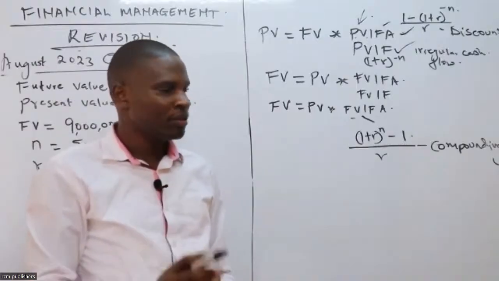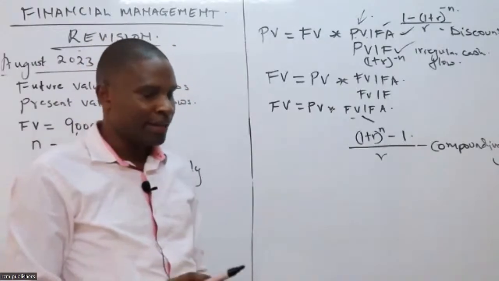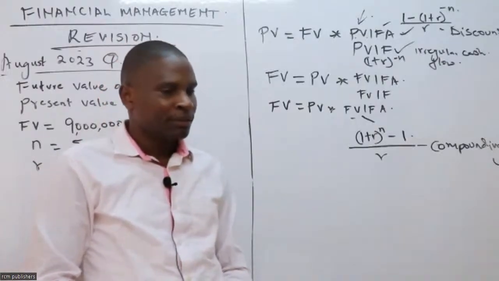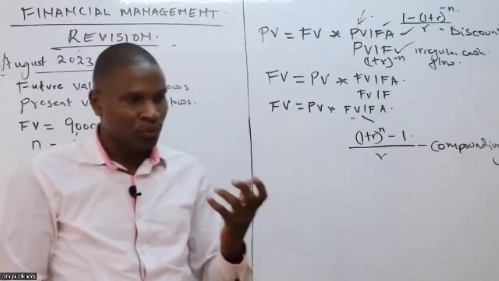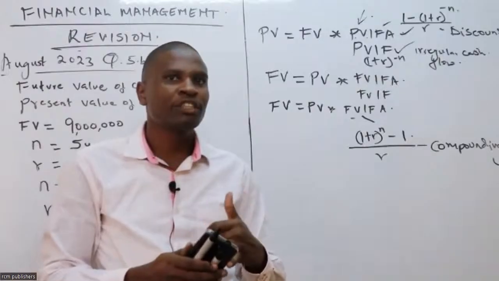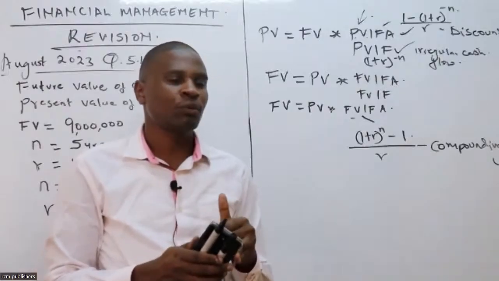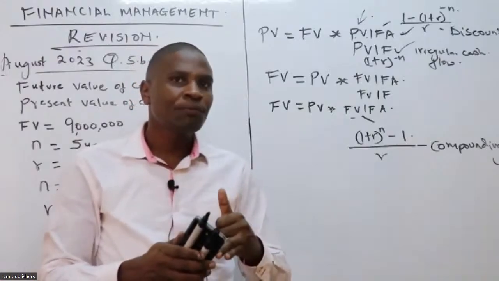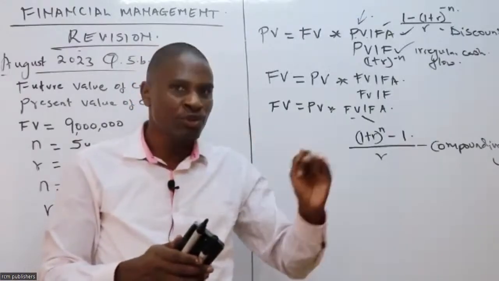What did you say about regular and irregular? Masi Gadoni, this is my student. Regular and irregular. Okay, Masi. We have two types of cash flow, right? We have regular cash flow and irregular cash flow.